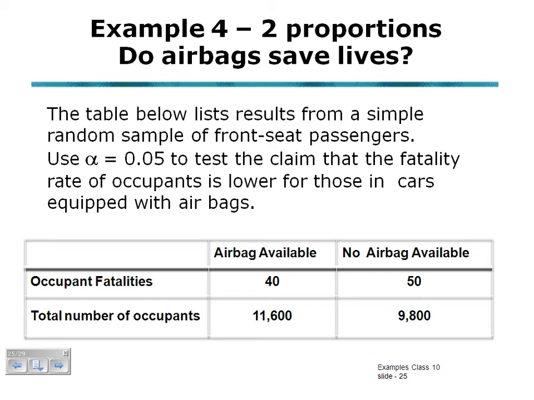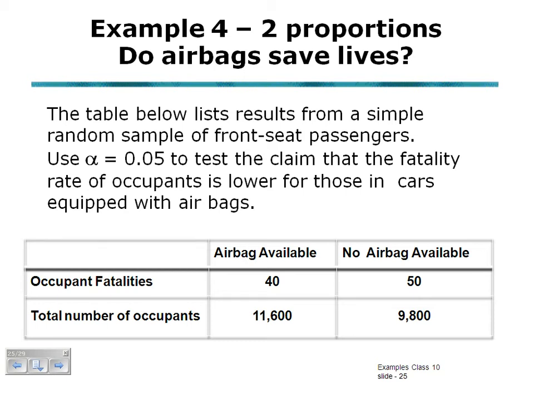to use alpha equals 0.05 to test the claim that the fatality rate of occupants is lower for those in cars equipped with airbags. So here you can see that this is a proportion test because you either have an airbag available or you do not have an airbag available. So it's a characteristic and not a mean value.